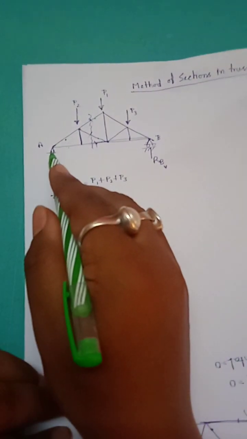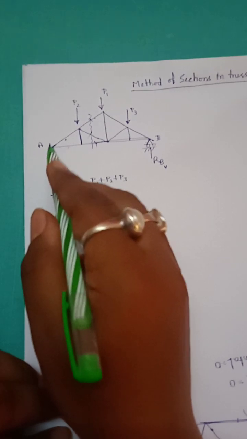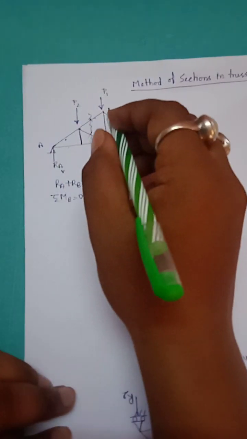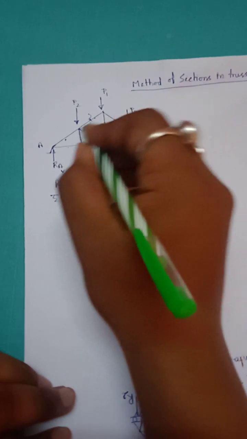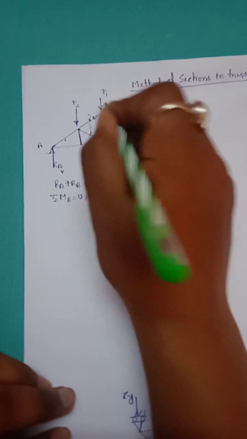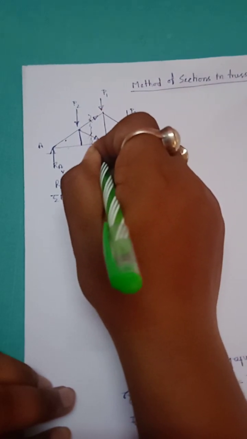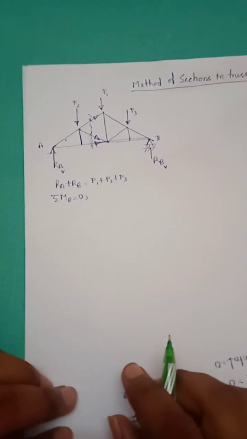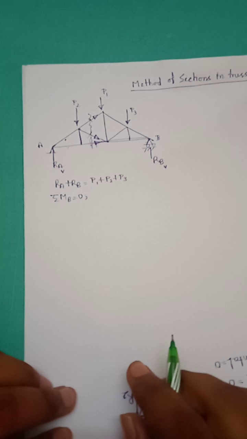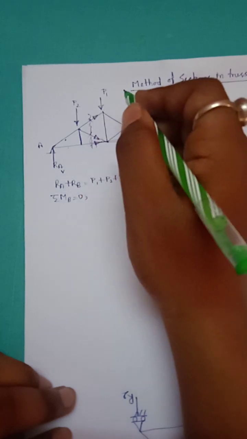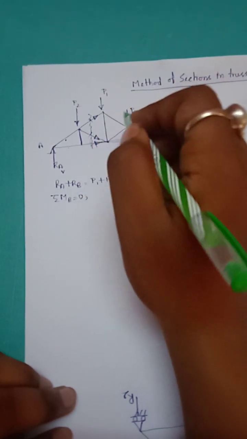When we know RA, then by cutting the section, we will have these forces acting on our section: RA, P2, for which section we are calculating the loads. We will assume that in tensile direction the load is positive. These are all acting in tensile or positive direction from the cut section.